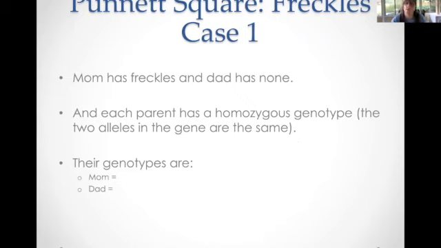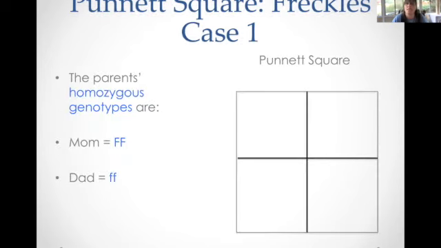Now, we're going to look at their genotypes. Mom has freckles. So we have to think, what does that mean? Here you go. If mom has freckles, it is homozygous dominant because we already said they're going to be homozygous. There are other options. We'll get to that in a second.